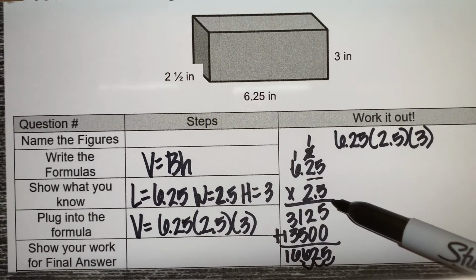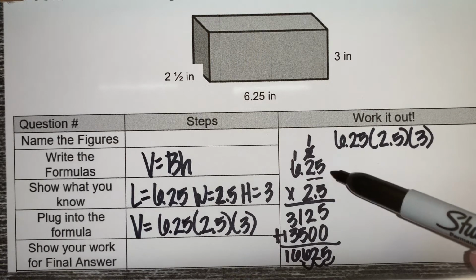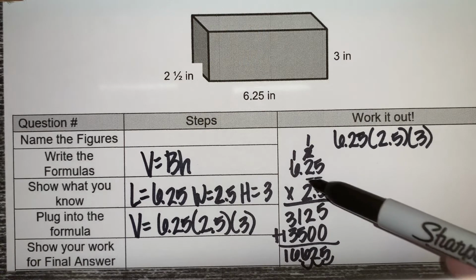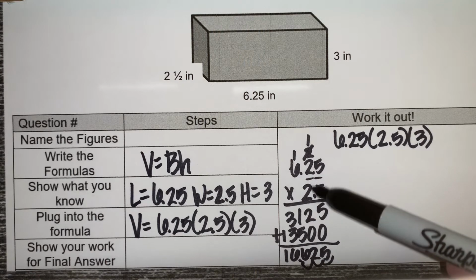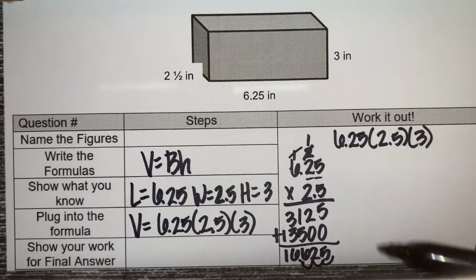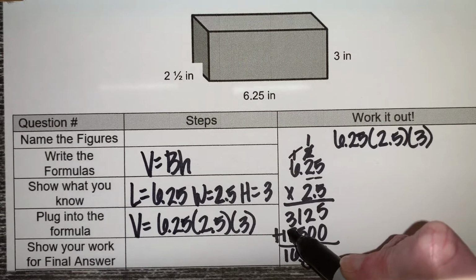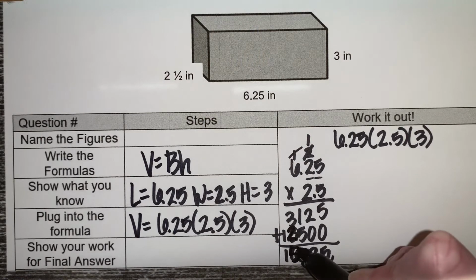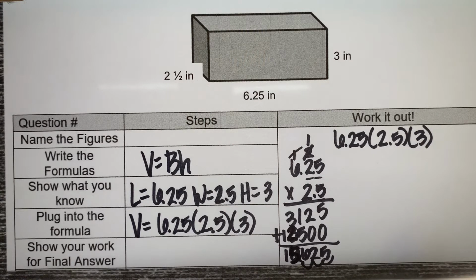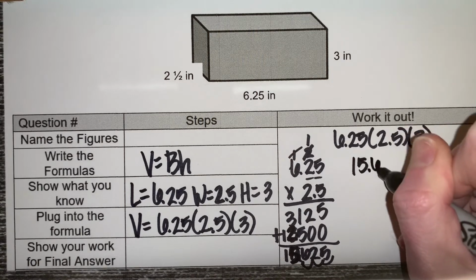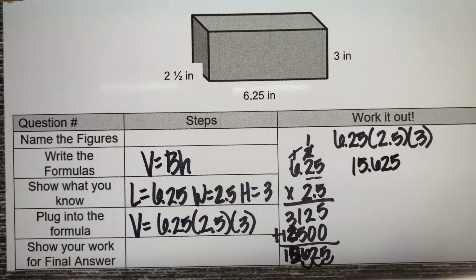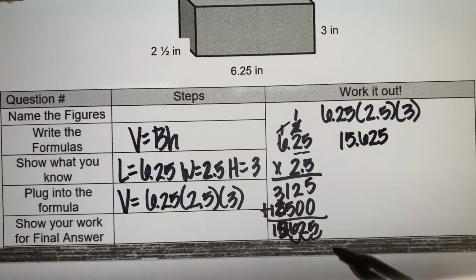Did I do something wrong? Let's check my math. I think I did something wrong. Oh, I should not have added that 1 there. This should be a 2. And this should be a 5. So this should be 15.625. It's always good to go back and check your work. Everybody makes mistakes. So if you see that something's not quite right, go back and check it before you move on.